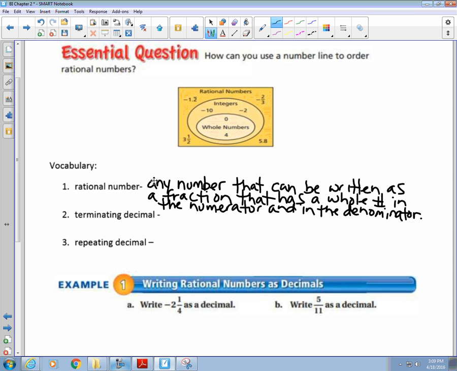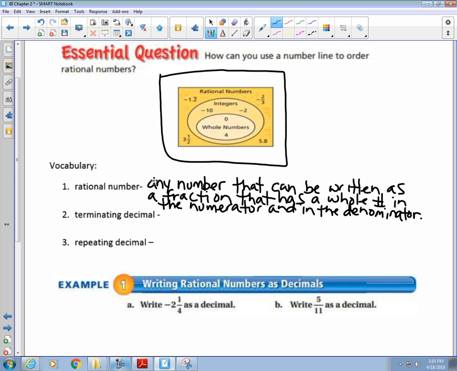So let's take a look at this diagram in the top of your page here in the center about rational numbers. You'll see that rational numbers is a large set of numbers that includes integers and whole numbers and some other numbers. We've already talked about whole numbers and integers, and now we'll talk about what rational numbers are.